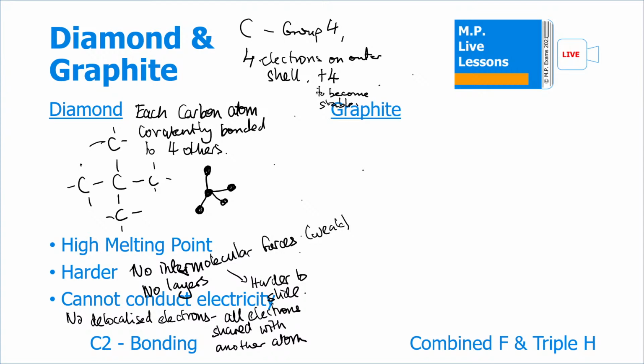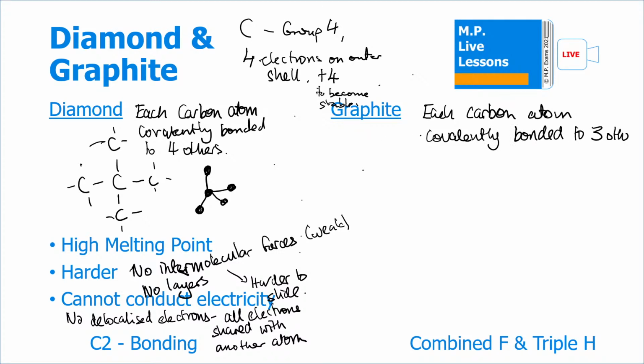Whereas graphite is a bit stranger. Each carbon atom instead is covalently bonded still, instead to 3 others. So if I draw out these structural diagrams again, you'll only have 3 bonds coming out this time. And if I draw this for several of these carbon atoms, what you'll then see is you've got hexagonal patterns.